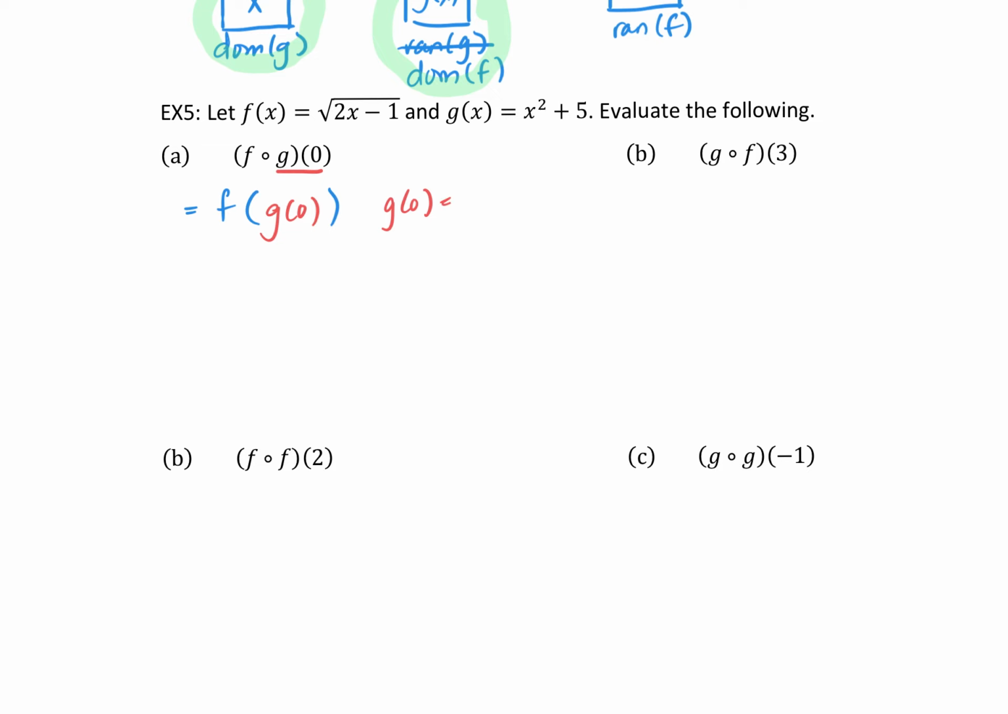So if we put in 0 for x, g of x is x squared plus 5. This just becomes 5. And now for f of g of 0, we replace g of 0 with 5. So we're putting 5 in for x in our function f now. And that is the square root of 2x minus 1. So this will be 10 minus 1. The square root of 9 is simply 3.